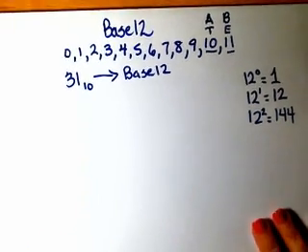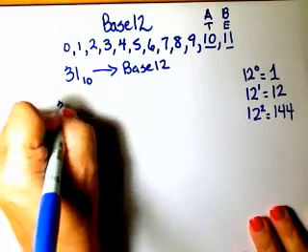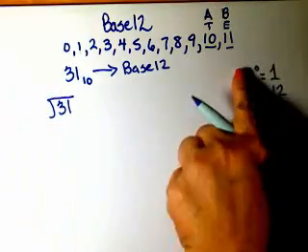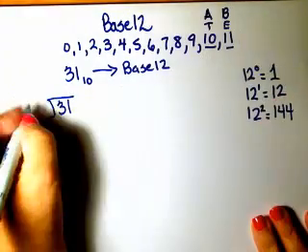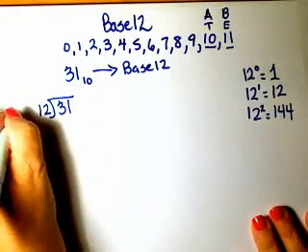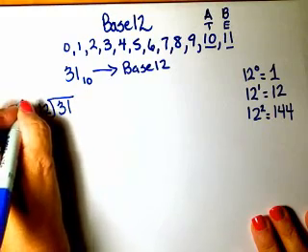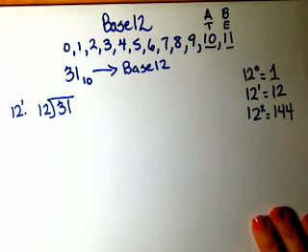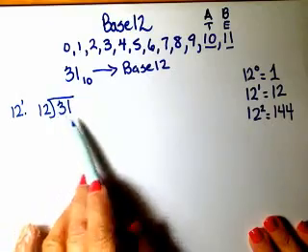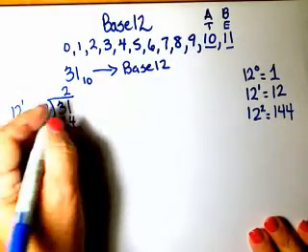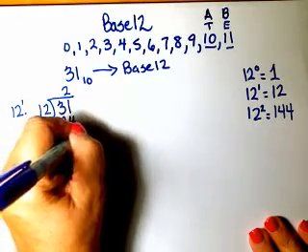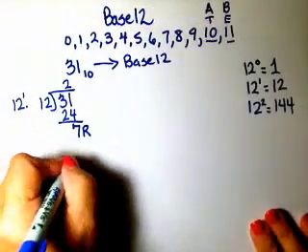Okay, so let's write down the number 31, and we're going to divide. It won't divide by 144, but it does divide by 12, and that is 12 to the first power. So 12 into 31 goes 2 times, and 2 times 12 is 24. Then subtract and get 7. So your remainder is 7.